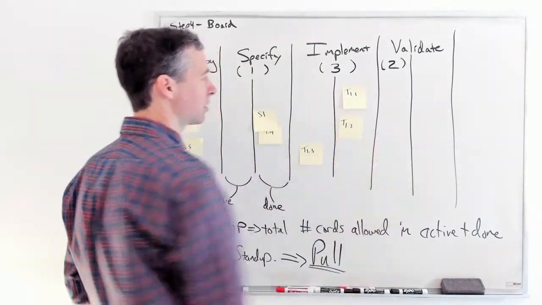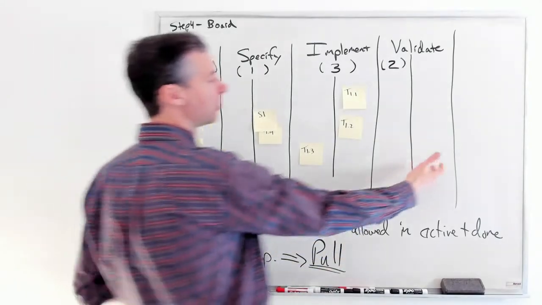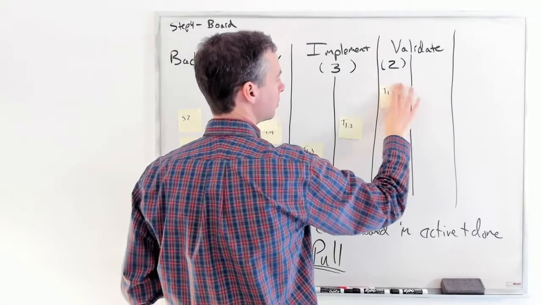We have stand-up the next day. All right, we run stand-up. Hey, can validate pull any work? Hey, we can. There are 2 things done here. So they pull.